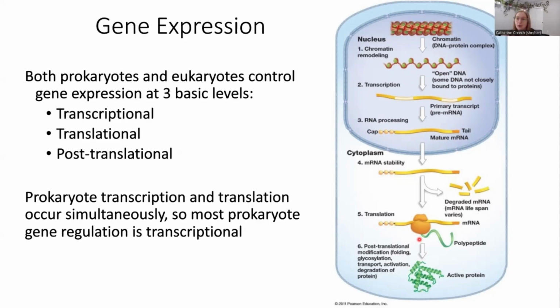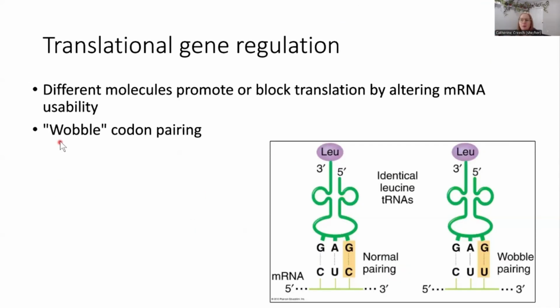As a fun fact, prokaryotes do transcription and translation at the same time. And so they usually do all their modification transcriptionally because it happens together. Let's talk a little bit about how we can do translational modification. One of the ways is with wobble pairing.